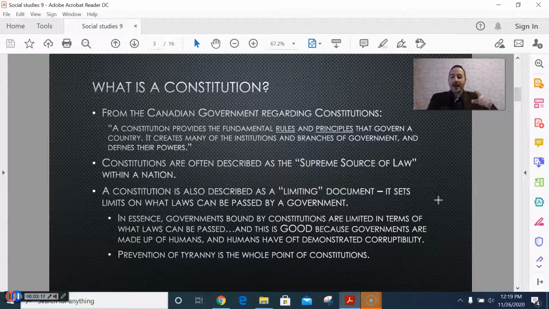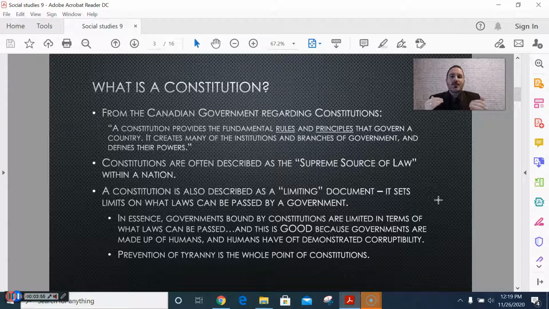People are corrupted. They are easily swayed by power. So we need these things called constitutions to set limits on what governments can do, because governments are simply made of people. And have people demonstrated a propensity in the past to make terrible decisions? Well, of course they have, right? The Nazis, the Bolsheviks, right? There's all sorts of historical precedent that suggest that human beings aren't exactly noble creatures. So it says, guys, in essence, governments bound by constitutions are limited in terms of what laws they can pass.